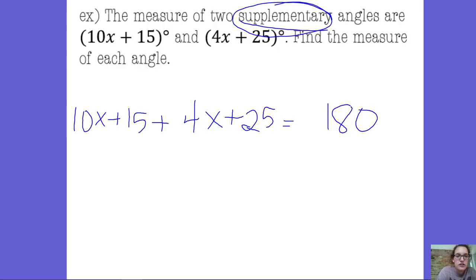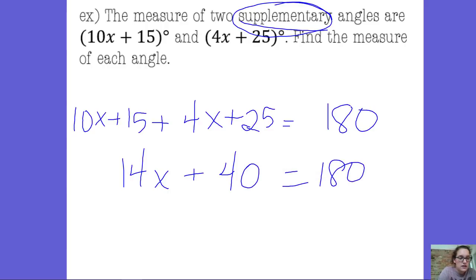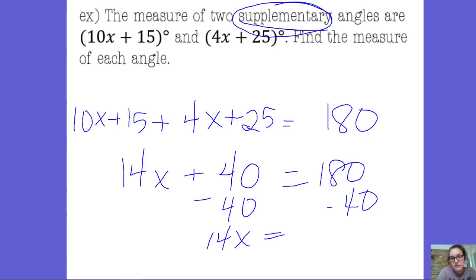So I'm going to combine like terms. 10x plus 4x is 14x. And 15 plus 25 is 40, equals 180. And so now I'm going to subtract 40 from both sides. And so I get 14x equals 140. And I divide by 14 on both sides. And x is 10.